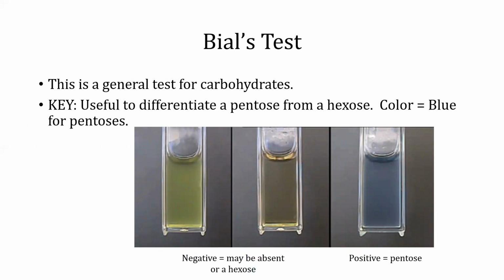Bial's test is designed to differentiate a pentose from a hexose. Positive tests have a deep blue color and the presence of a pentose, whereas a negative test has either a yellow or brown color. It is possible the negative test may be interpreted as either absent for a pentose or possible that it may confirm it is a hexose.